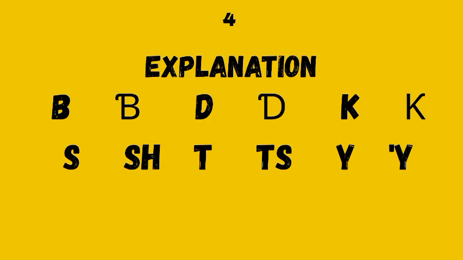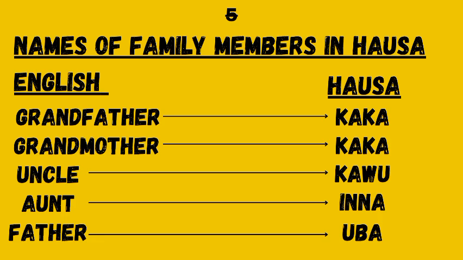So my dedicated viewers, if you're finding it difficult to pronounce some alphabets in Hausa language, do not worry. Just keep revising it. With time, you'll get familiar with it and know how to pronounce it properly. So let's proceed. Let's learn the names of family members or relatives in Hausa language. Take note that relatives in Hausa language means dangi. I'll write it down in the next page.